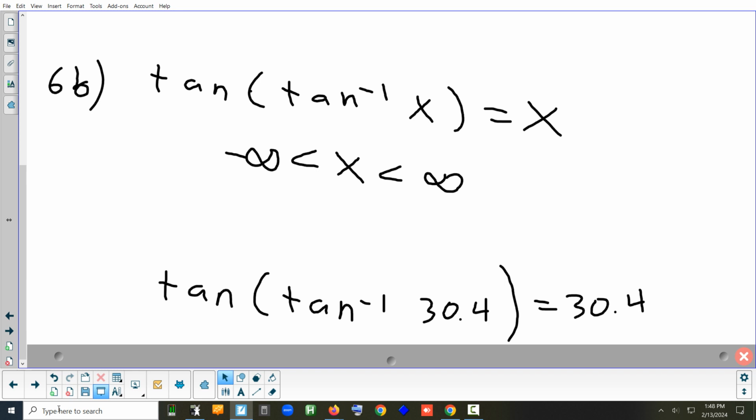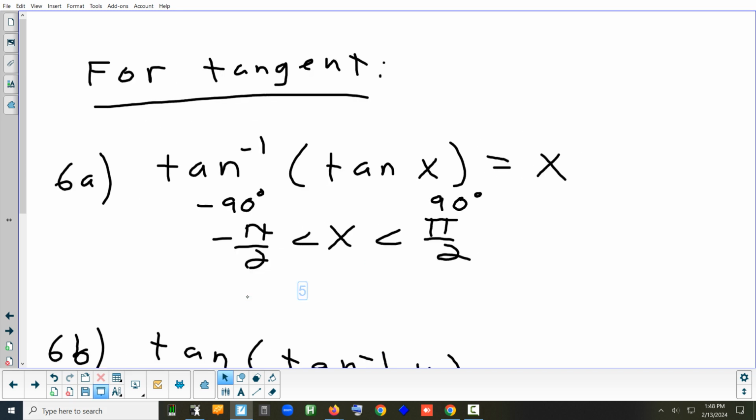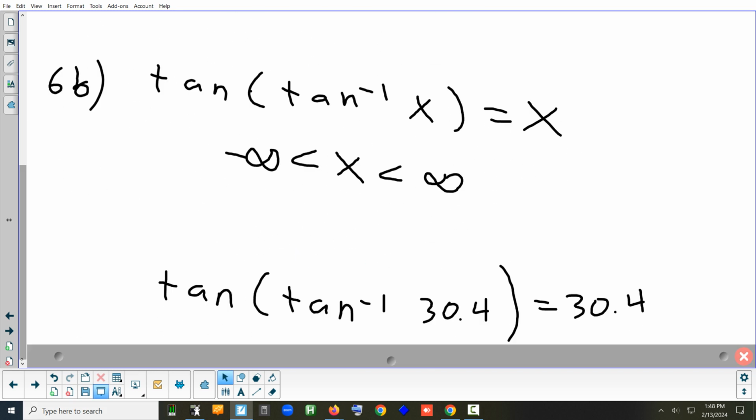So, is the tangent of the inverse tangent of 30.4 going to equal 30.4? Yes, it will, of course, because it's formula 6b. The inverse is on the inside, and that number is definitely between negative infinity and infinity. 30.4. Any questions on that?